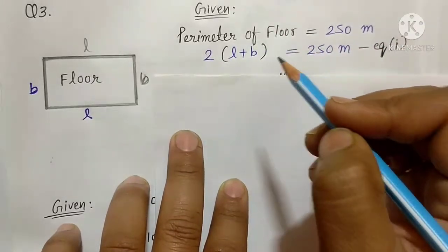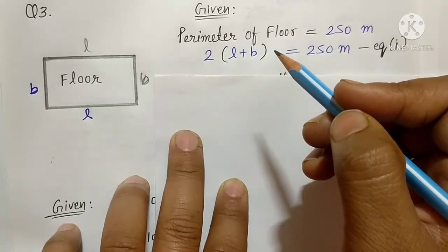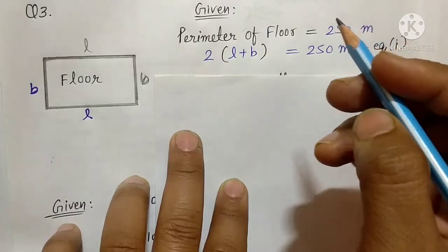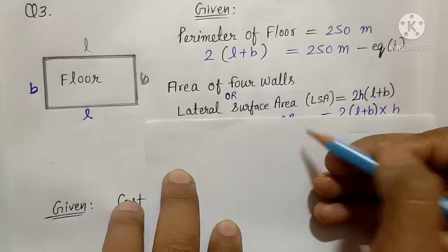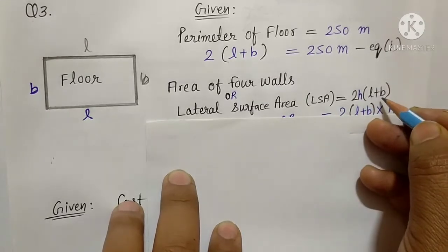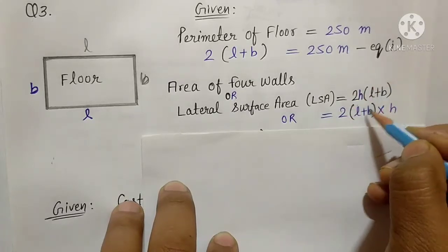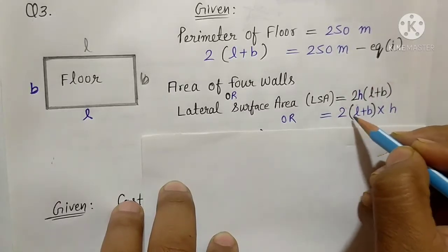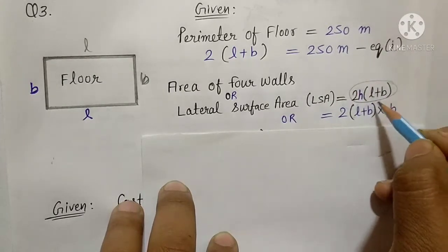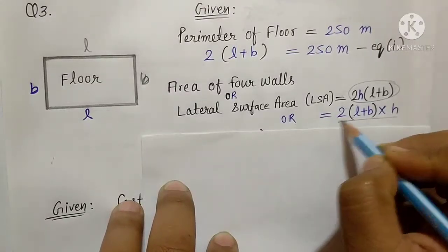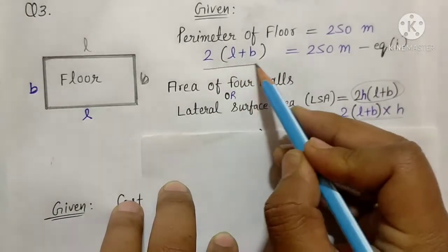Now in the question they have given the cost of painting the four walls. So we have to find the area of the four walls, and the area of the four walls means lateral surface area, which is 2H(L plus B). Now pay attention, we can write this 2H(L plus B) in this way also: we can multiply 2(L plus B) with H. It remains the same thing only. Either we can write this or we can write this.